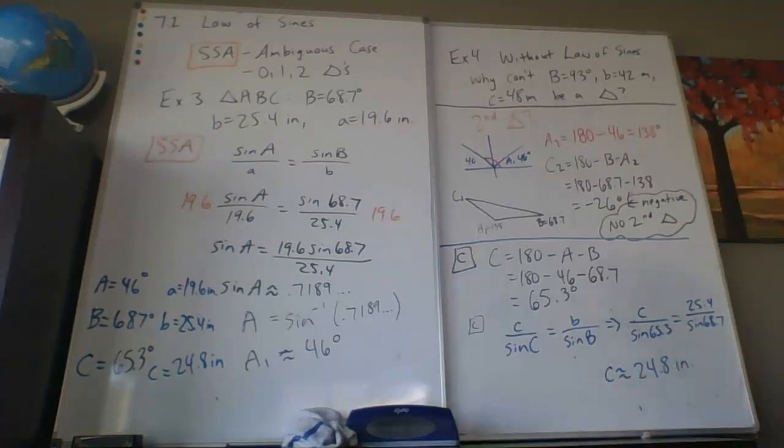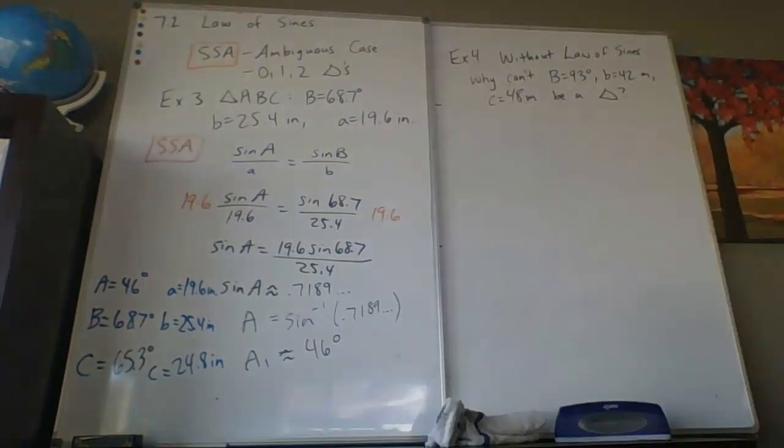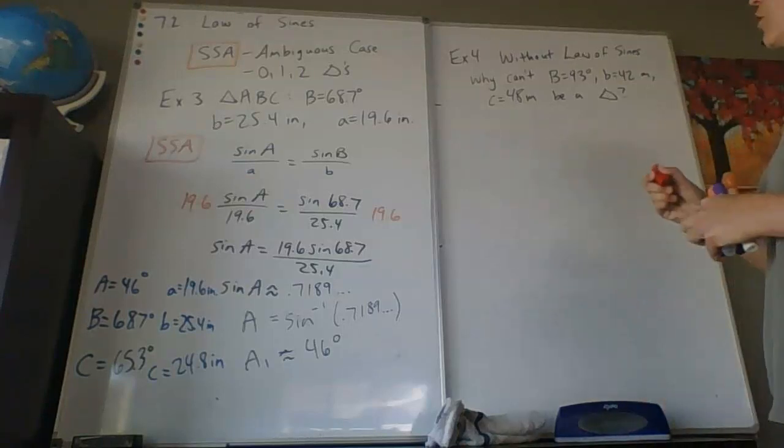Okay, let's take a look at example 4. Without using the law of sines, explain why B equals 93 degrees, side B equals 42 meters, and side C equals 48 meters cannot be valid for a triangle ABC. So this is a great time to pause and try and figure out why this cannot be a triangle. I will go ahead and draw a picture.